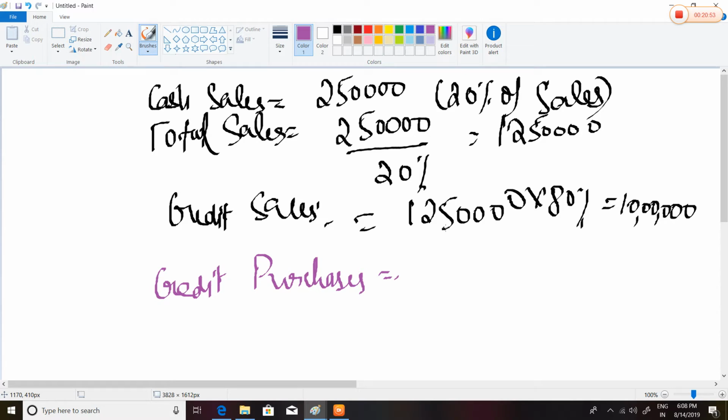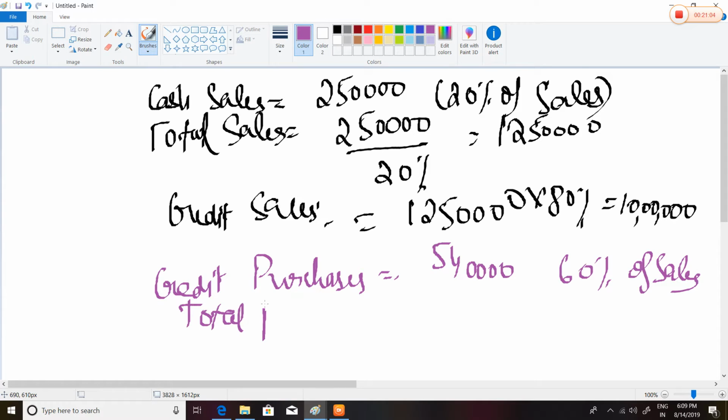Credit purchases is 5 lakh 40,000. That is 60% of total sales. Okay, that means total purchases will amount to 5 lakh 40,000 divided by 60%. That comes out to be, I think, 9 lakh.